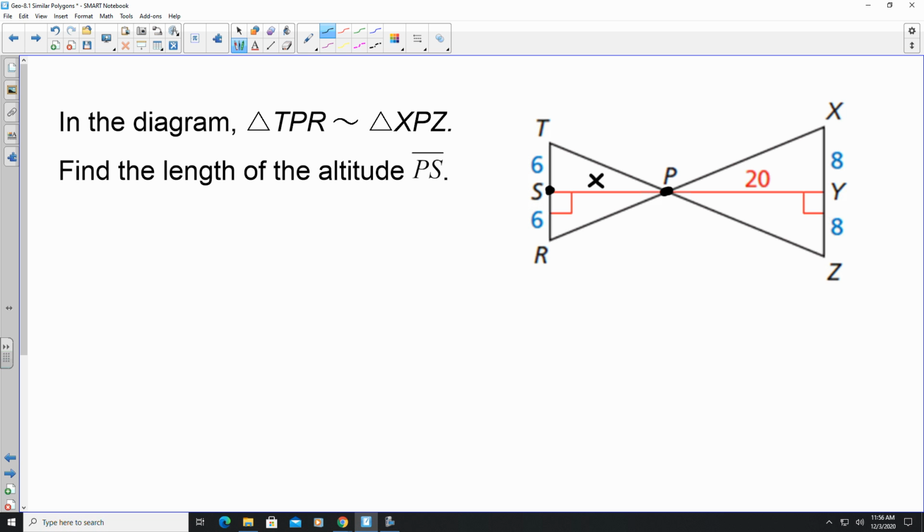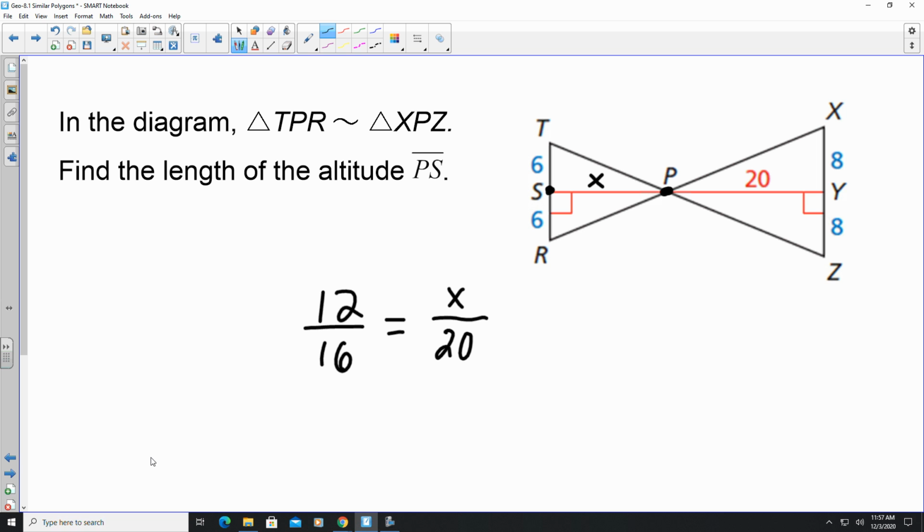So what you can do is say, all right, TR is 12 over XZ, which is 16. That is going to be equal to, since I wrote the 12 on the top, and that is in correlation with triangle TPR, the unknown is X, so I have to write X on top, staying consistent with my similarity statements, and then it's going to be divided by 20, which is the altitude that we do know from the other triangle.